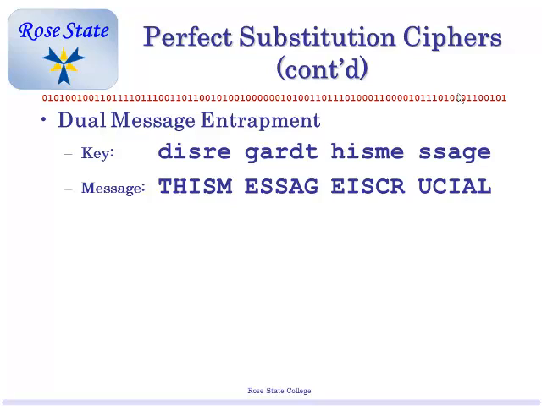Or dual message entrapment. How about our messages? This message is crucial, yet the key we use is disregard this message. So you break it and you're like, great, which one's the right message? I broke it. Is this the message or is this the message? Is this the key or is this the key? I don't know which one to believe. So that's another way of doing it.